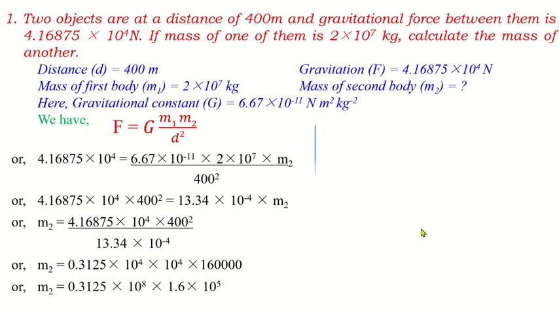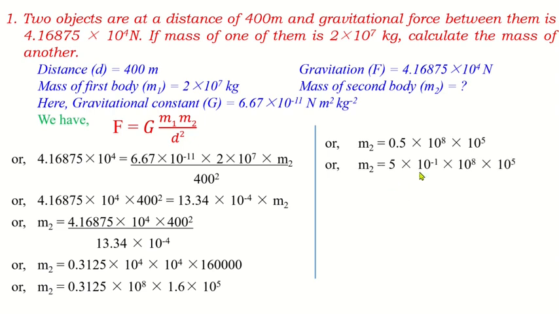Let's go to another step. m2 equal to, if this number is multiplied by 1.6, we'll have 0.5, and 10 to the power 8 and 10 to the power 5 remains the same. Now we are not taking the point number. If this point is shifted to the right hand side, one digit, then we have to multiply this 5 with 10 to the power minus 1 this way. And 10 to the power 8 and 10 to the power 5 remain the same.